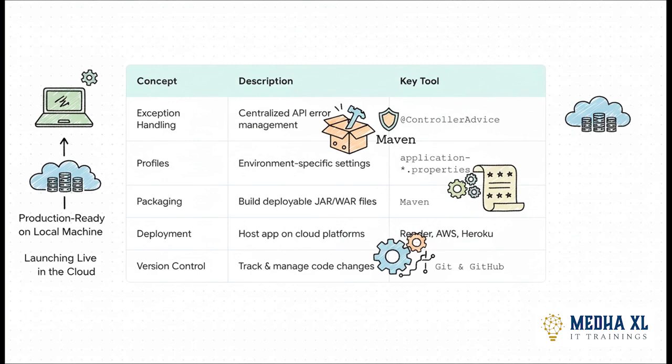For handling errors like a pro, you've got @ControllerAdvice. For managing different environments, you use profiles. To package your app up, Maven is your friend. For deployment, you pick a cloud platform like Render or AWS. And to manage all your code changes, you use Git and GitHub. If you can master these 5 concepts, you'll be totally ready to take any Spring Boot application into production.